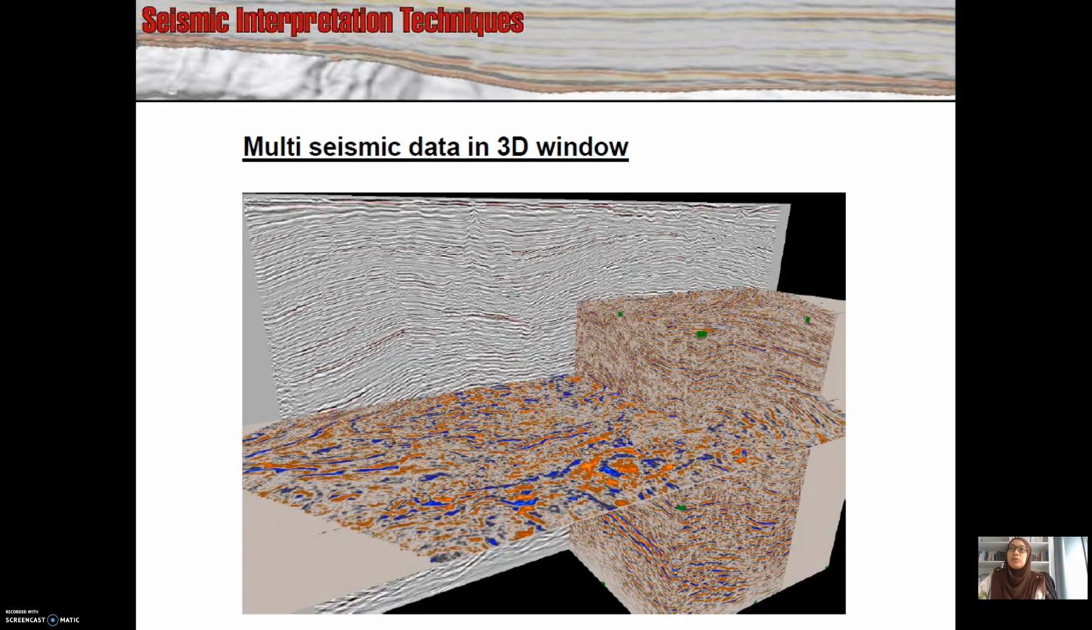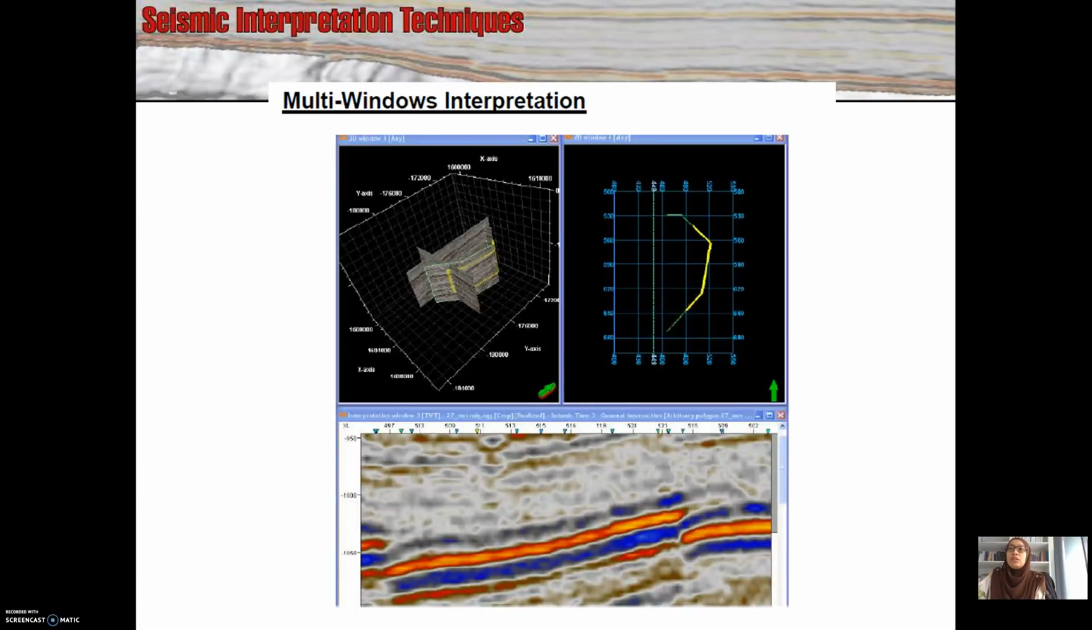This is another example of showing multi-seismic data in a 3D window. You can combine seismic volumes of this area and the other area. And you can put in different colors, so they are very interesting. And you can actually draw the interested area that you would like to connect. So these points that are curving here are shown here.